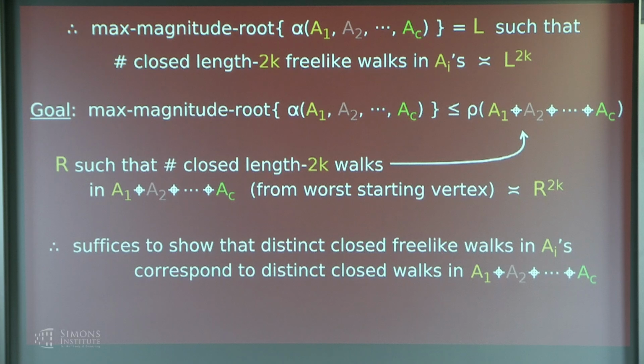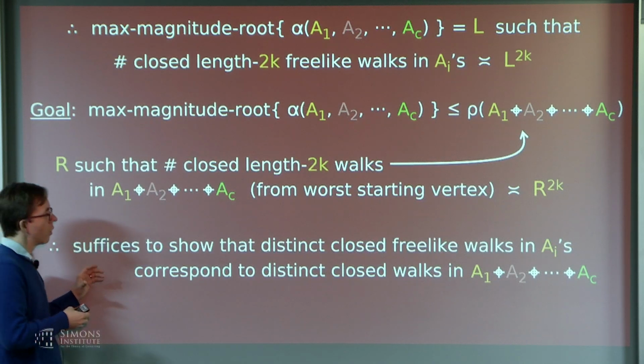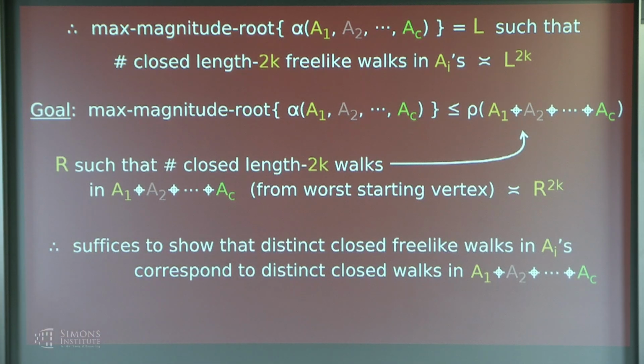it suffices to show that distinct closed free-like walks in the atoms correspond to distinct closed walks in this additive product graph. Or if you know this stuff a little bit, for the matching polynomial, this would be like showing that if you have a graph, the number of tree-like walks of a given length in the graph is at most the number of closed walks in the universal cover tree of that same length. And so basically you just need that distinct tree-like or free-like walks in these atoms correspond to distinct closed walks in the additive product graphs.